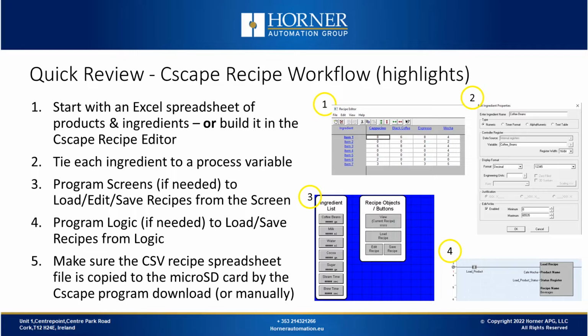Next, you must make sure that the CSV recipe spreadsheet file that you created in step 1 ends up on the micro SD card so the OCS can use it at runtime. You can set up Cscape to download that spreadsheet automatically, or just manually copy it over yourself using manual file copy type tools. That concludes our review of what we looked at in part 1.